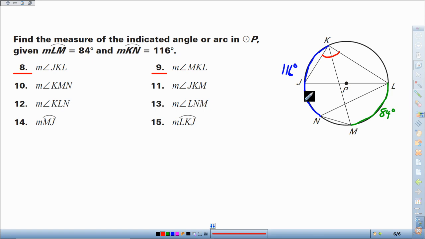Here's the thing we have to realize. This is part of an inscribed triangle. And one of the side lengths of this inscribed triangle is a diameter. If you remember, the theorem is that if we have an inscribed triangle with a diameter as a side length, it's a right triangle. So this is actually a 90-degree right angle. And that is my answer on this one.